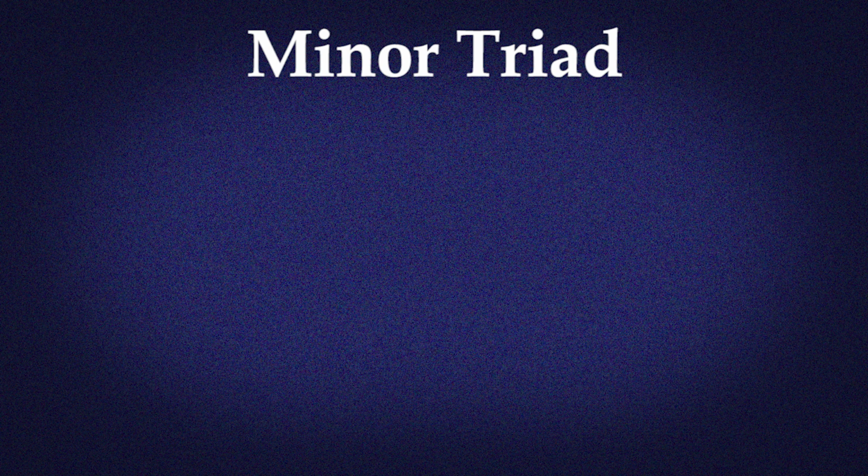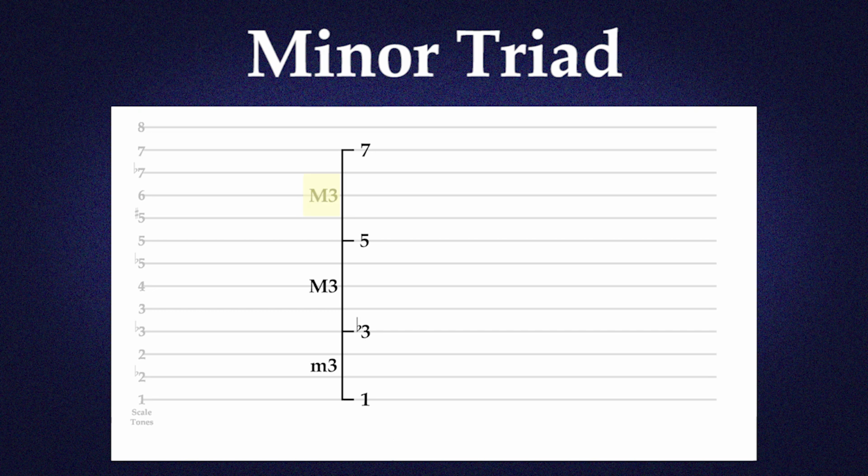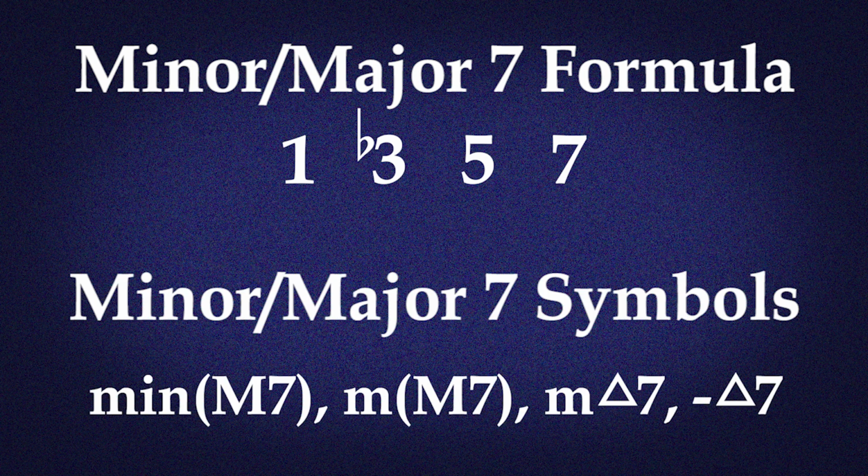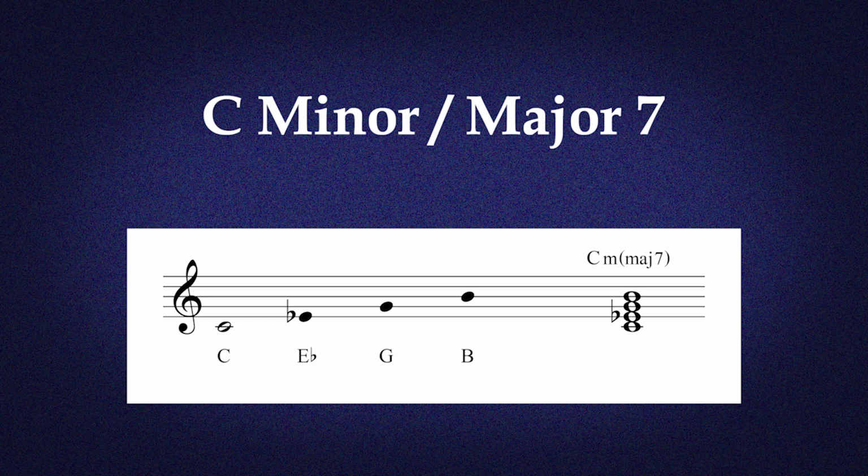Moving on to our minor triad. Adding a major third gets us, once again, to the major seventh of the scale. This is called a minor major 7 chord. Its name is quite obvious. It is a minor triad with a major 7th. Its formula is 1, flat 3, 5, 7. It is labeled with any of the ways a minor triad can be notated, followed by any of the ways that a major 7 can be notated. A C minor major 7 would be spelled C, E flat, G, B.